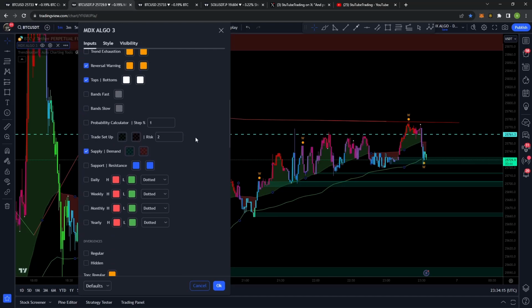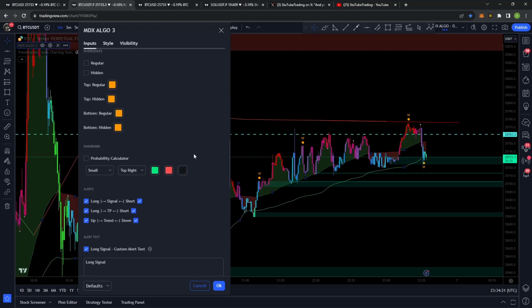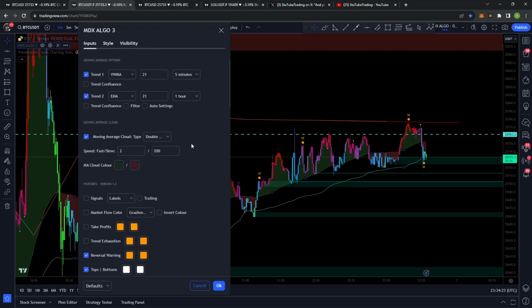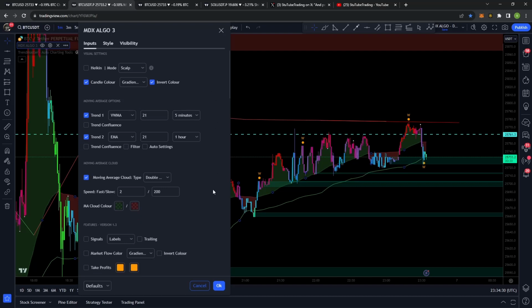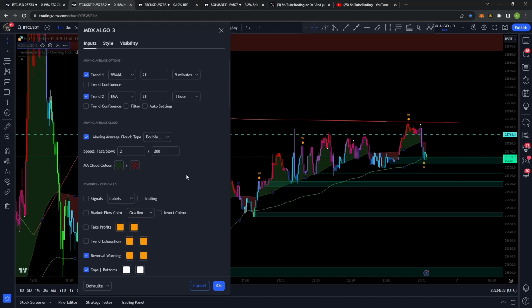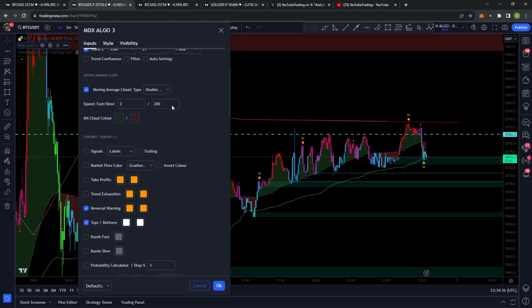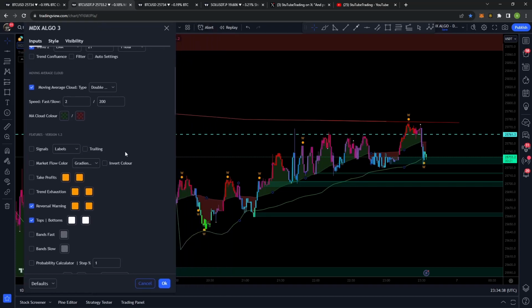So yeah, the other thing that I like is obviously these green and red boxes. That's our supply and demand boxes. And that's really all I use with the Algo 3 for the most part. Like I said, I really like having a clean chart. I just don't want to clutter it up with a whole bunch of stuff. But there is obviously a whole bunch of other features here. And if you want me to go over them, I absolutely can.